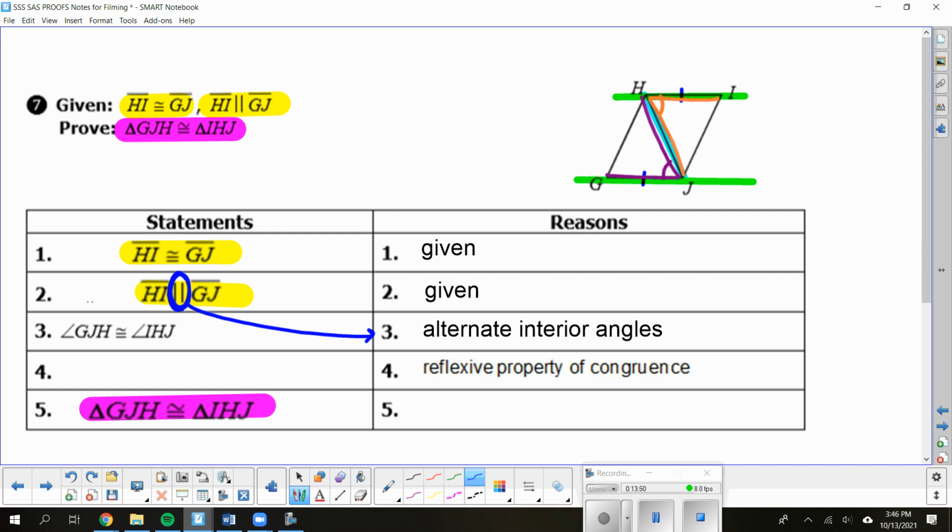The last thing I see is my two triangles are touching, and they tell me I'm using my reflexive property. So those two sides that they're sharing, HJ would be congruent to HJ, because they both are sharing that segment. And then if I look at my marks, I have two sides congruent with an angle trapped between them. So I have side, angle, side.